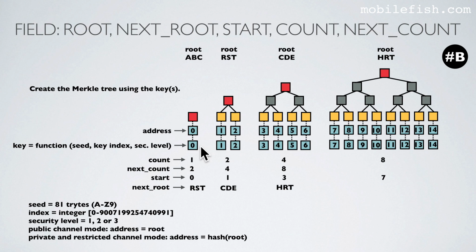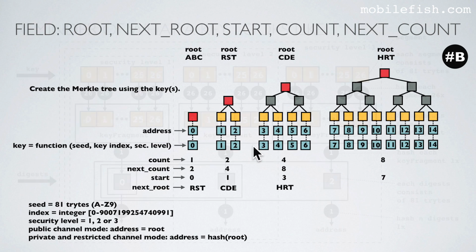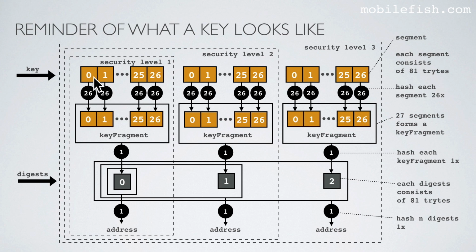For each key, we can calculate its corresponding address. This is address 0 for key index 0. This is address 1 for key index 1. This is address 2 for key index 2, etc. As a reminder, this is how a key looks like. Each square is a segment consisting of 81 trytes, and this is the procedure to calculate an address.